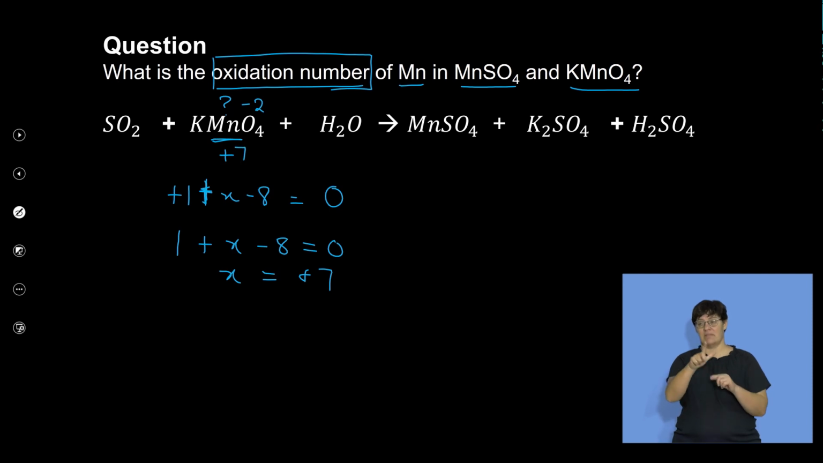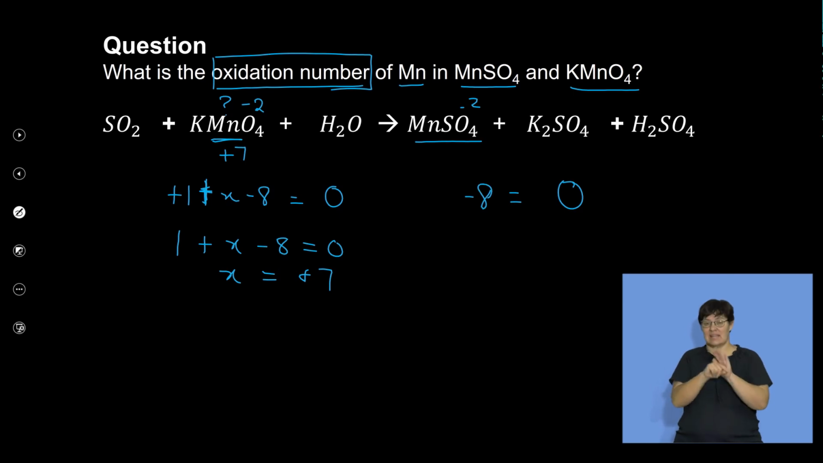Okay, what about in manganese sulfate, which is MnSO4? Again, the total is 0. Oxygen is negative 2, right? Sulfur is plus 2 in this case. So for oxygen, negative 2 multiplied by 4 atoms is negative 8, right? And sulfur is plus 2, and manganese is what we don't know.